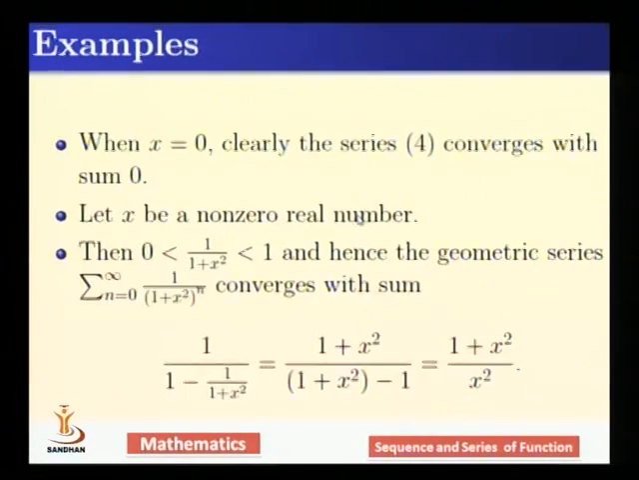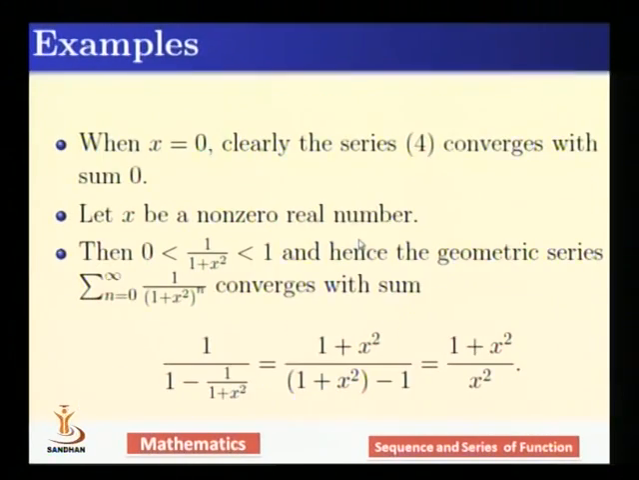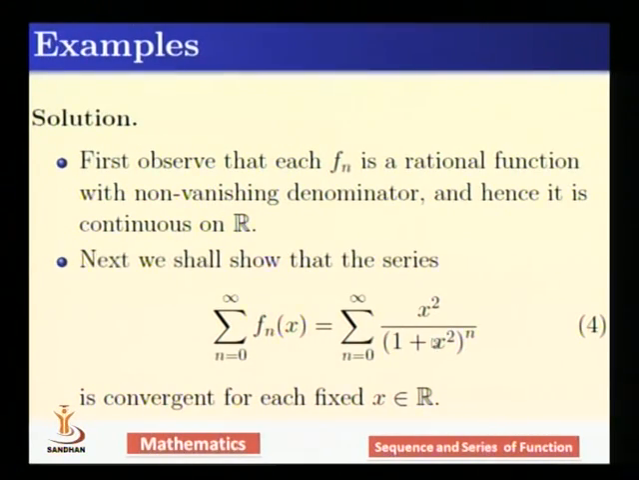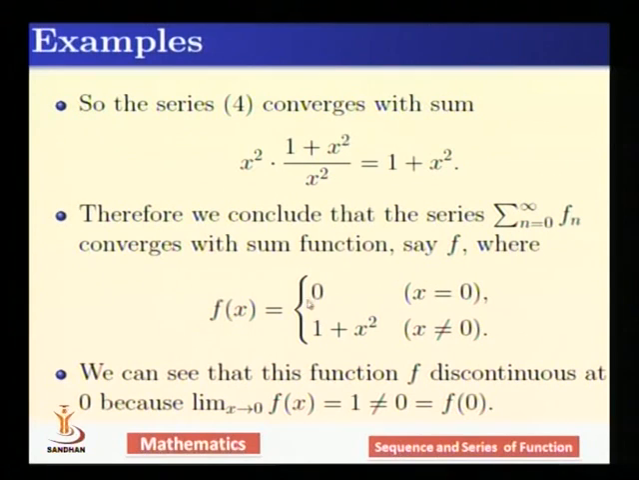And remember, we already know that the series when x equals 0 converges with sum 0, and when x is non-zero it will converge to 1 plus x squared. Therefore we can conclude that this series sigma fn converges to some function. If we say that function is f, then f can be defined like this: f(x) is equal to 0 when x equals 0, and it is 1 plus x squared when x is not equal to 0, and it is a function defined on R. Remember each fn was a continuous function, and we have given the argument already that these functions are continuous. But you can see that the sum function f(x) is defined like this.